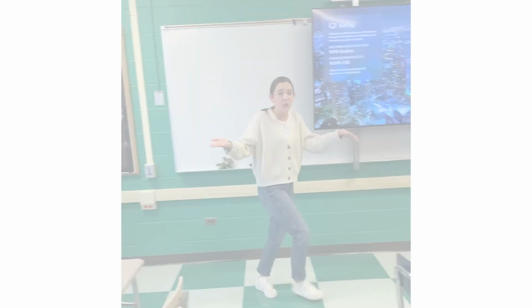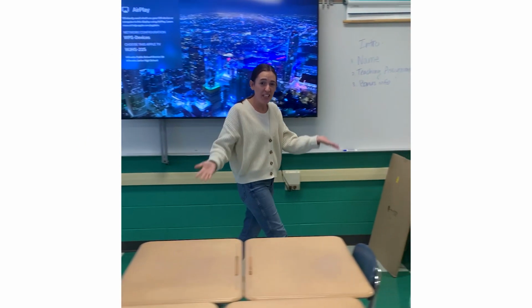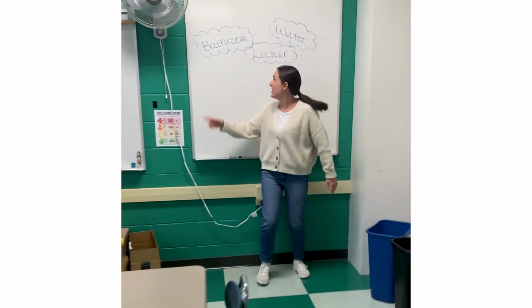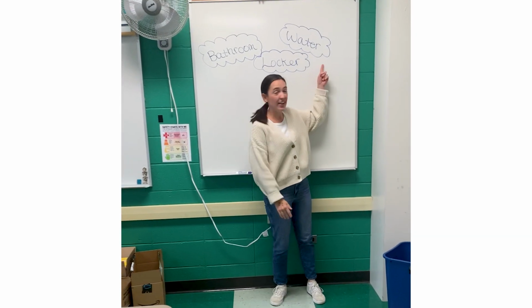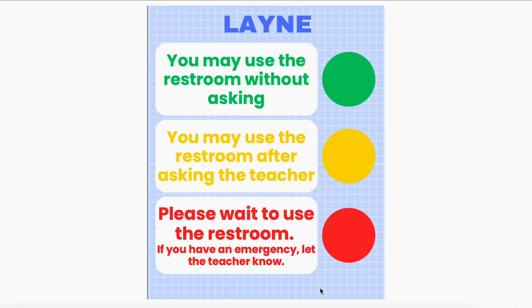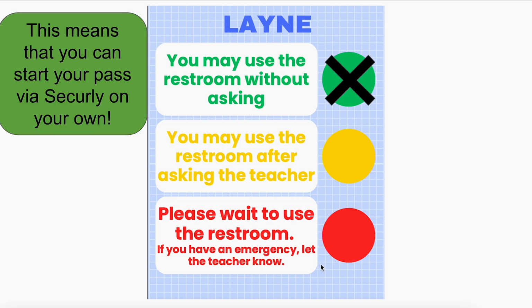You're probably wondering what the procedure is this year for leaving the classroom, because you either have to go to the bathroom, to your locker, or to grab some water. Your teacher will have already selected one of these three options for the day. The green option means that you may use the restroom without having to ask your teacher. In other words, you can start your Securely pass all on your own.